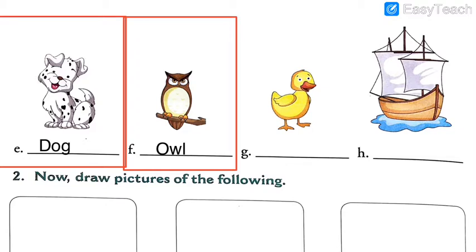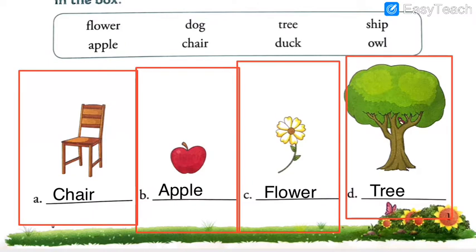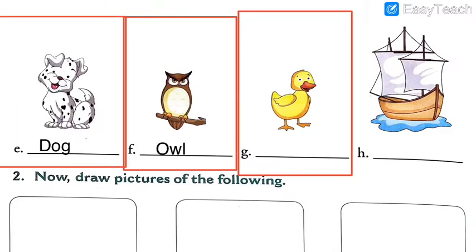Okay, the next picture, you can see the yellow colored something is there. Again, let us have a look at the options. Now only 2 options are left: duck, ship. Is this a ship? No, definitely not. This is the ship. So, obviously this is the duck. So, let us write the remaining answers.